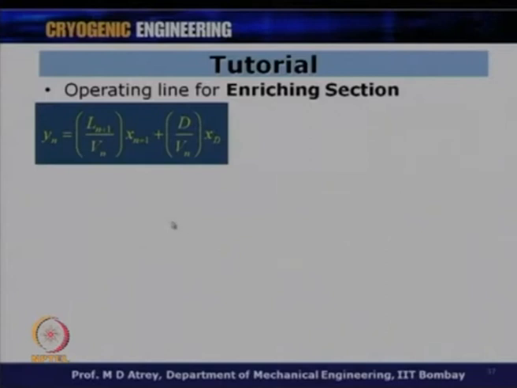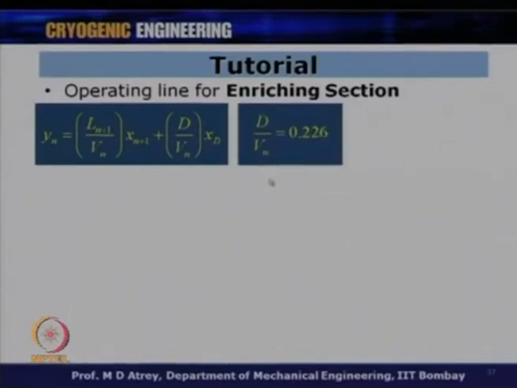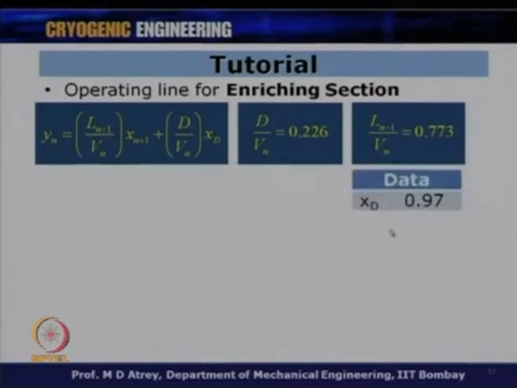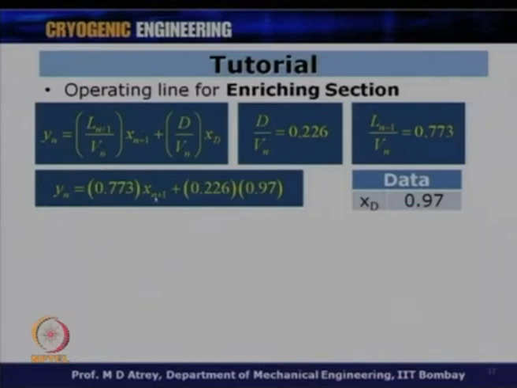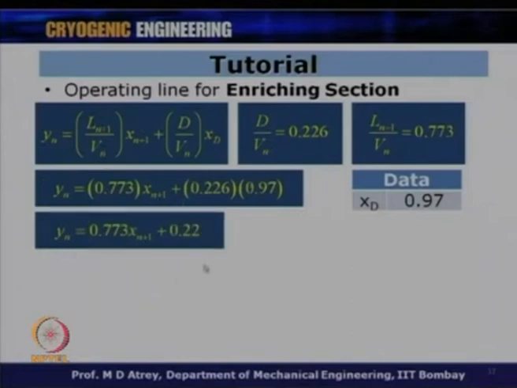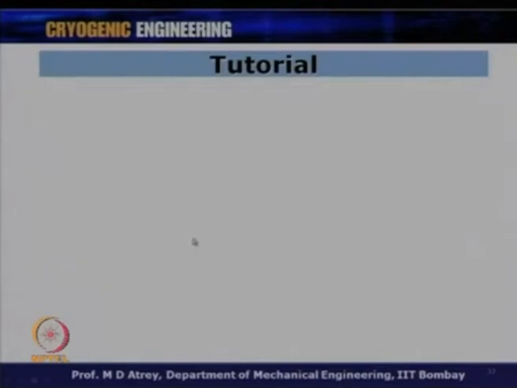So, if I put these values and get the D by V value in over here, and the xD is 0.97, put all those over here. L by V is 0.773 xn plus 1, plus D by V xD, this is my enriching section operating line equation. y is equal to 0.773 xn plus 1 plus 0.22, slope of this line is 0.773, y intercept is 0.22. This line intersects y is equal to x at x is equal to xD. I know both these points, y intercept and x is equal to xD. I can draw graphically the operating line for the enriching section.